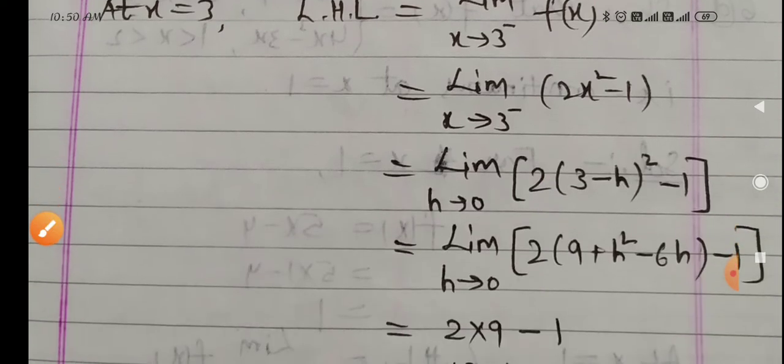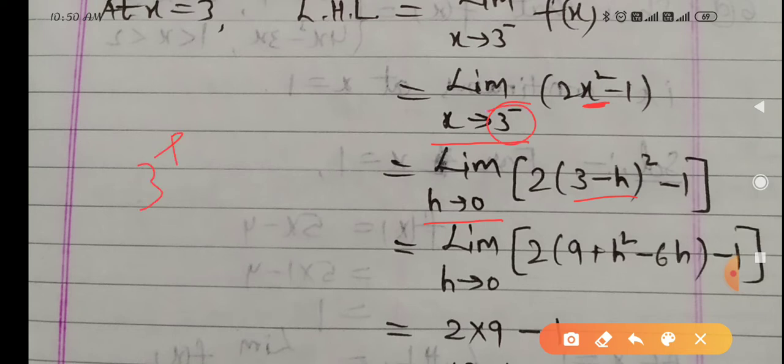Now this was the method. In place of x tends to 3 minus, you will take h tends to 0, and in the function in place of x you will put 3 minus h. If it is 3 minus, then 3 minus h you will put. If it is 3 plus, then you will put 3 plus h; 3 plus h will come in RHL. So here 3 minus is there, so 3 minus h in place of x you have to put. So I have put here 2 into (3 minus h) whole squared minus 1.